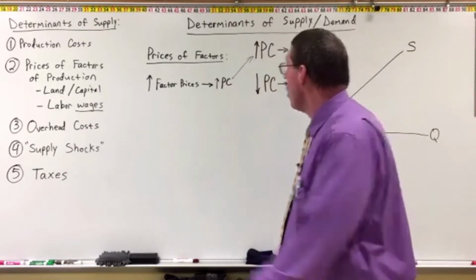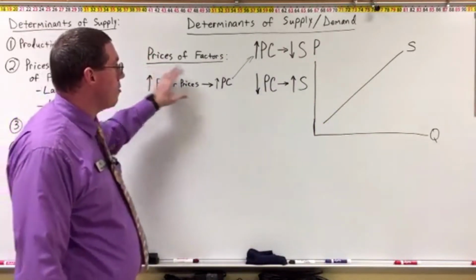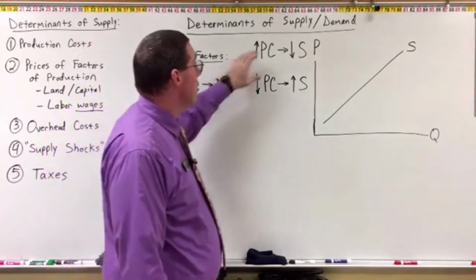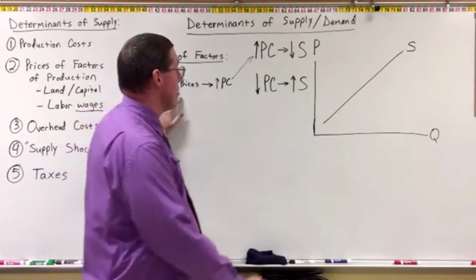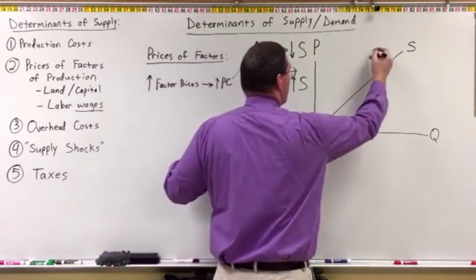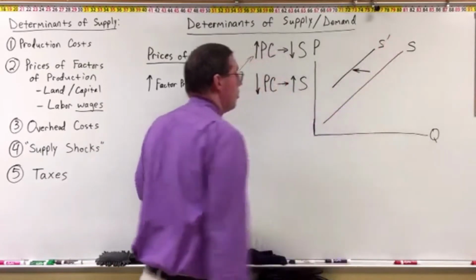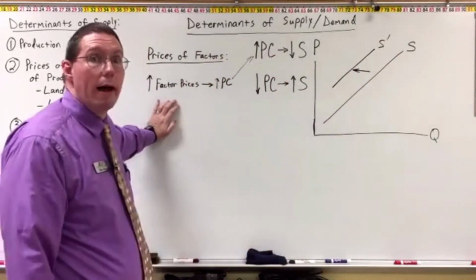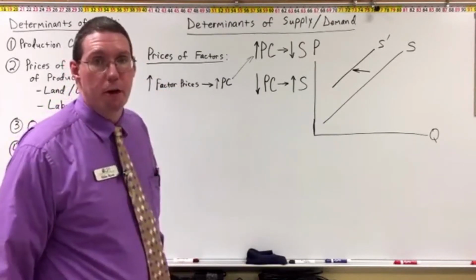Do you see that? So, when factor prices go up, because that causes an increase in production costs, it's going to cause a decrease in supply. So an increase in factor prices is going to cause a leftward shift of the supply curve. And we are going to be supplying less. Why? Because it costs more. We have to pay out more money for our factors of production.